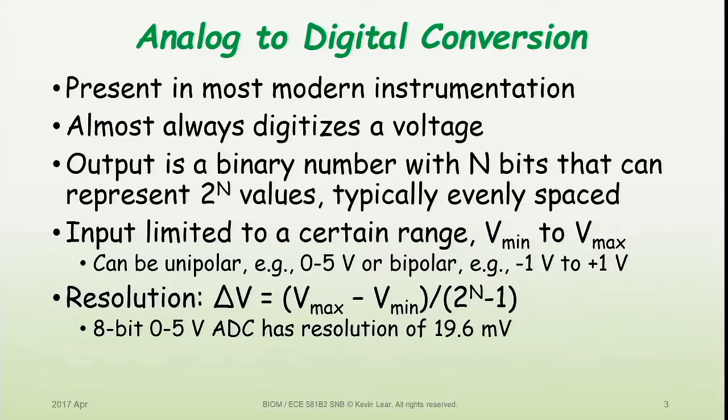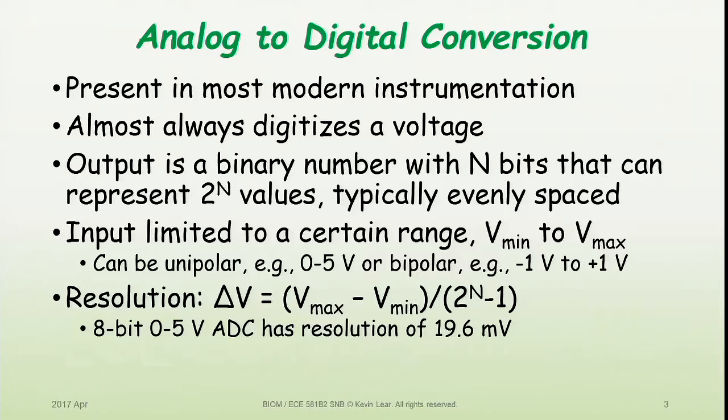We're going to say that they output 2 to the n values, where n is the number of bits. We usually think about there being some type of limited range for the A to D conversion, somewhere between Vmin and Vmax. If Vmin and Vmax have the same sign, like Vmin is 0 and Vmax is plus 5 volts, we'll talk about that as a unipolar analog to digital converter. And then there's also bipolar ones, such as -1 to +1 volt range. The resolution then we can figure out is Vmax minus Vmin divided by 2 to the n minus 1.